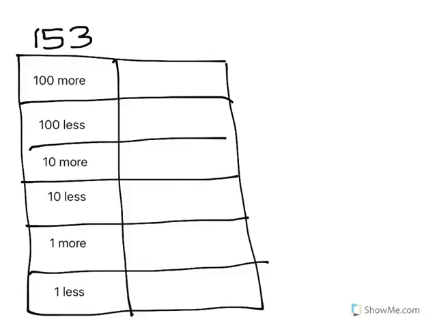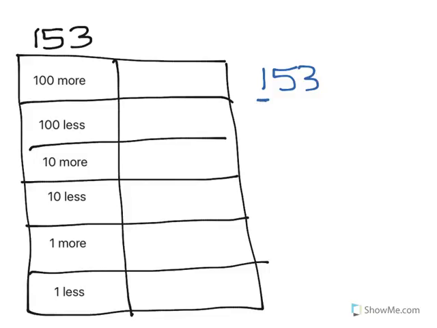Today we're going to be comparing multi-digit numbers using 100 more, 100 less, 10 more, 10 less, 1 more, and 1 less. And we're going to be using place value strategies to help us solve. So, if we take a look at the number I've written, we have 153. And if we're looking at 153, we're looking at the hundreds place to solve 100 more.